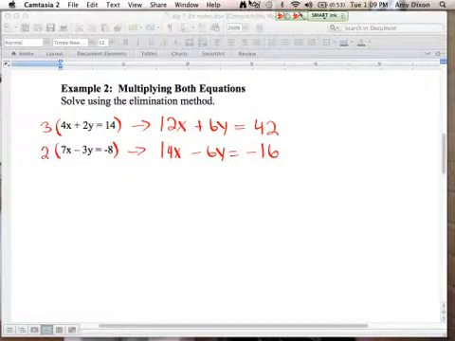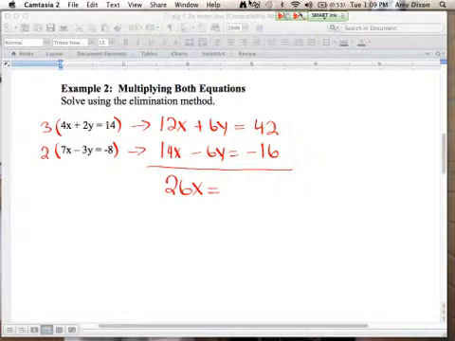Okay. Now, we're going to add these two equations. 12x and 14x gives us 26x. Our 6's cancel.